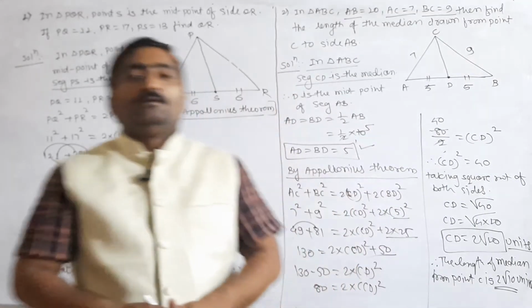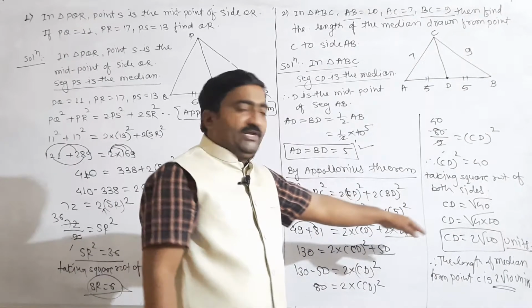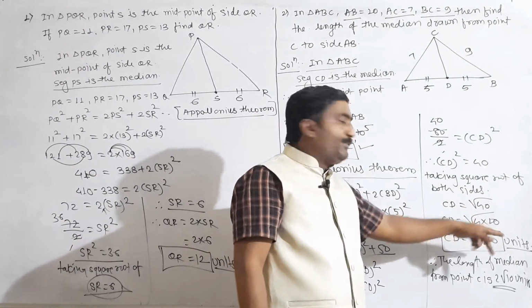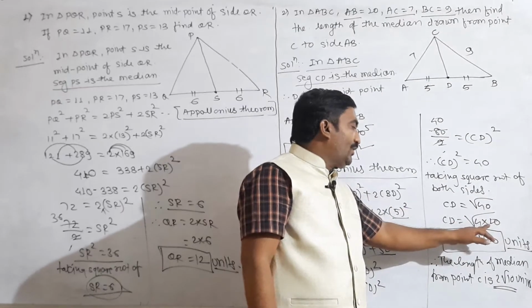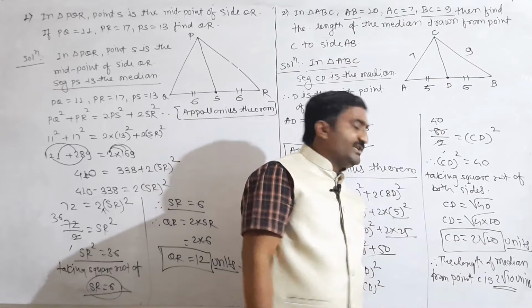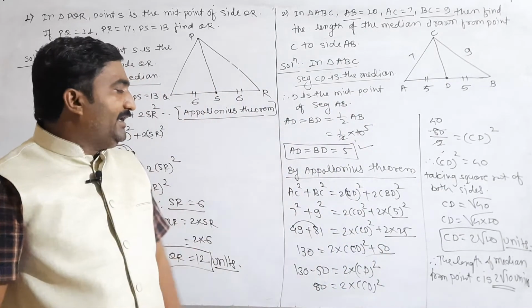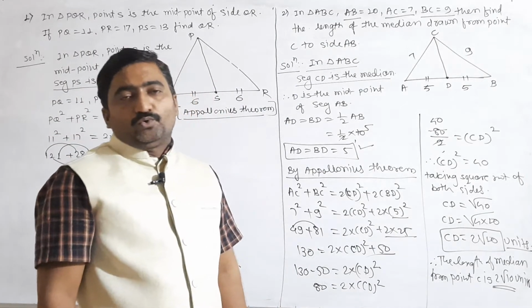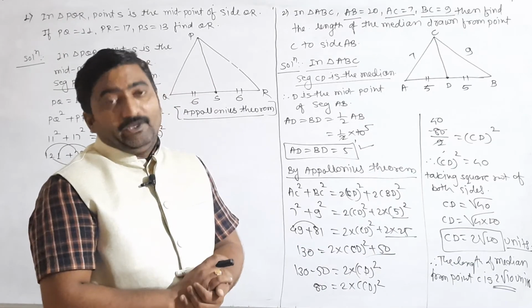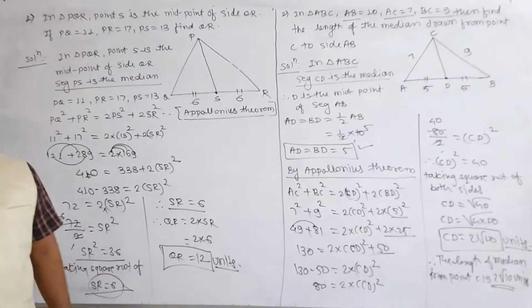Then taking square root of both sides, CD is equal to root of 40. We cannot calculate the root of 40 directly, therefore factorize it. 4 into 10, square root of 4 is 2, therefore CD is equal to 2 root 10 units. This is the length of the median drawn from point C, 2 root 10 units. These are some problems dependent on Apollonius theorem.